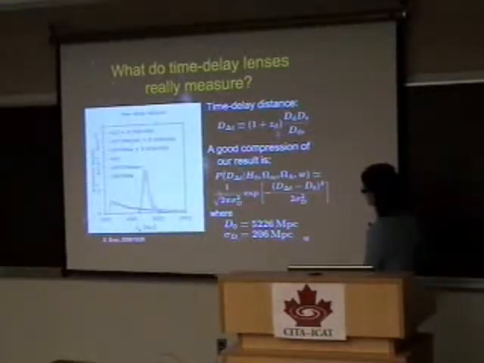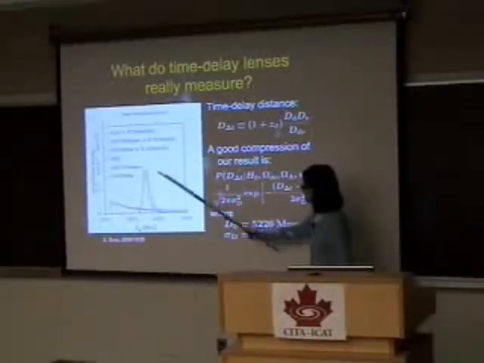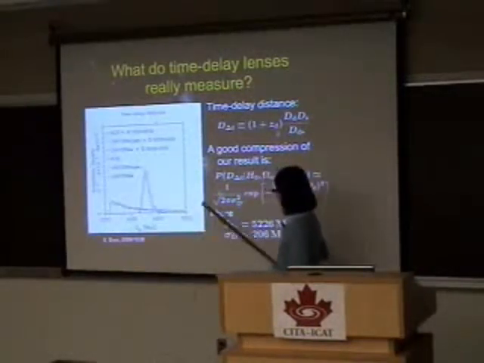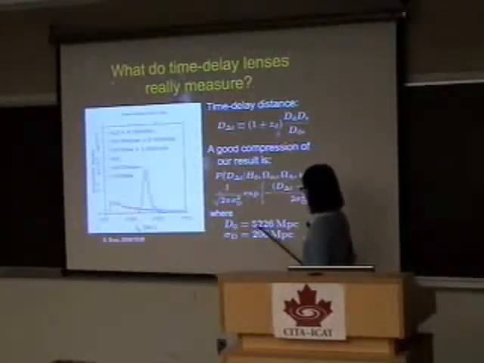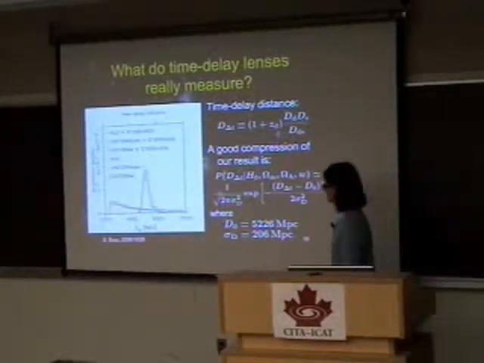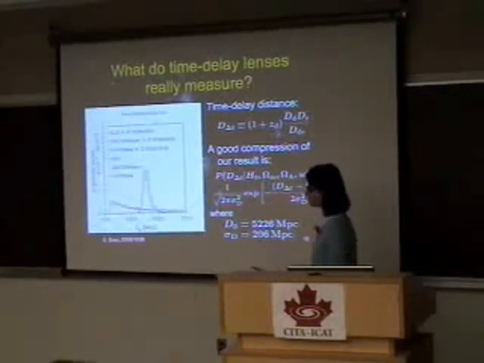So a good compression of this result is that we constrain the time delay distance to be a Gaussian distribution centered at 5226 megaparsecs with spread of 206. Well, no, 206, not 2.06.